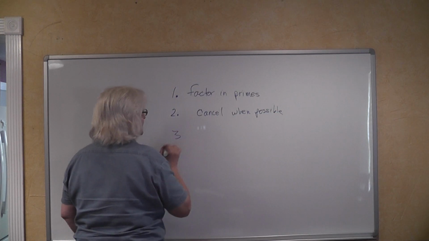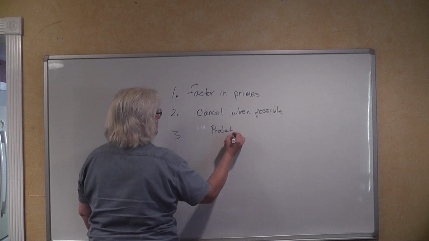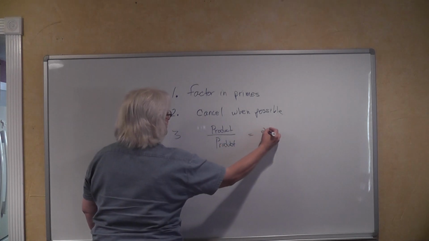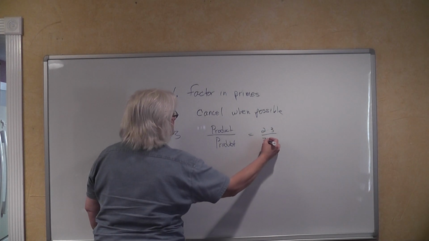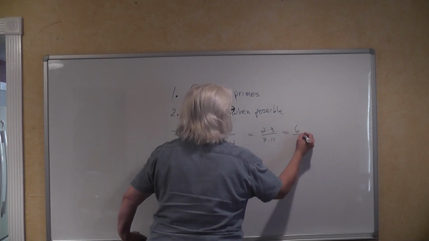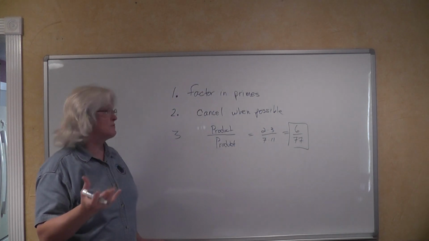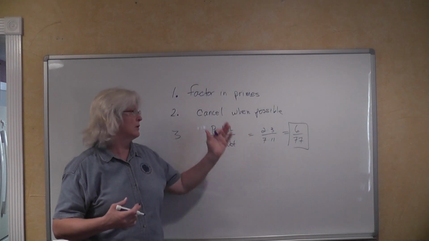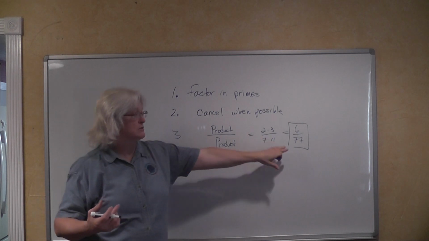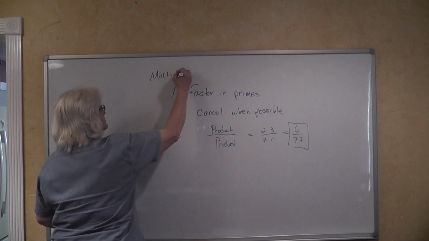And then finally, this is like a no-brainer, you're going to have product over product. What that means is if you have 2 times 3 over 7 times 11, that's not your answer, is it? You have to go ahead and multiply everything out so that you have 6 over 77. That right there is the reduced form of some fraction. You know, it could have been 12 154ths. This is the reduced form. So this is what you do to multiply rationals.